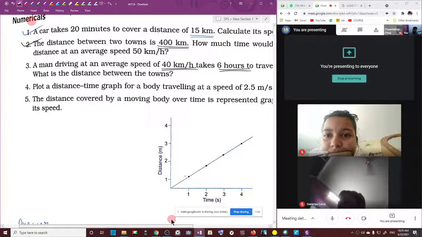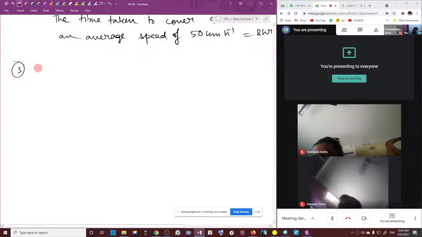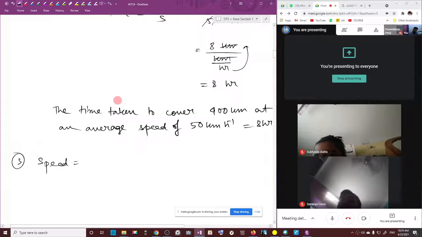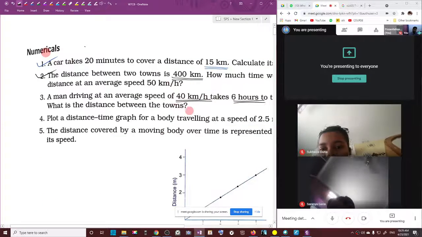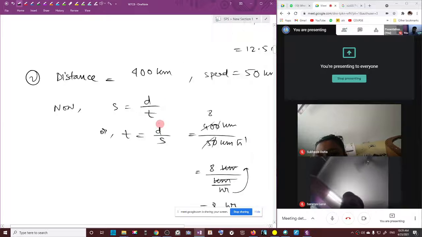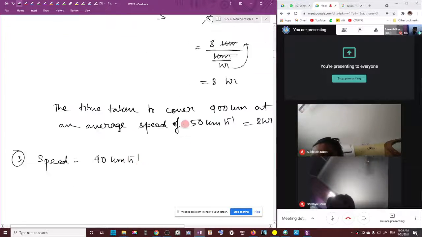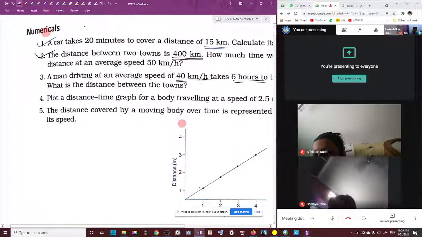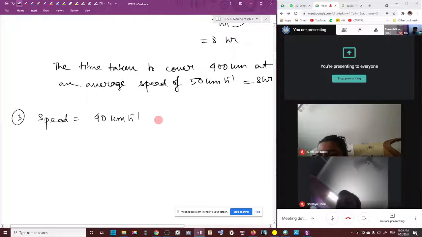What is the distance? Now, two things are given. First, they have given us the speed. They have told us that the speed is 40 km per hour. And now, they have also said that it takes 6 hours. So, what is the time taken? The time taken is 6 hours. Is that clear?